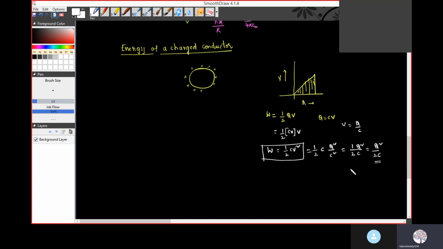Now, once you give one charge and you are bringing more charge, the positive charge will repel this one. Against this repulsive force, you are charging, so you are doing some work. The work is stored in the form of energy, that is half C V square or Q square by 2C. That is the work done, the electrostatic potential energy.